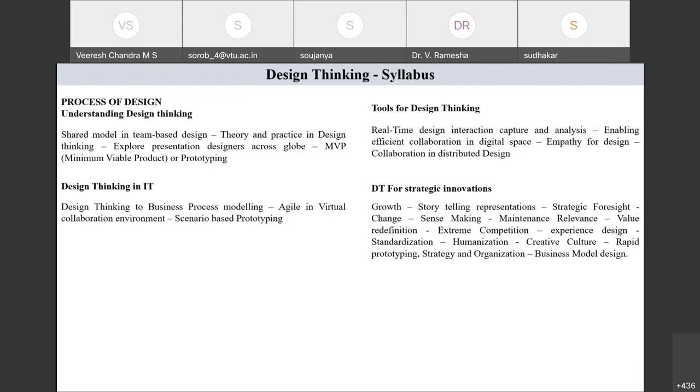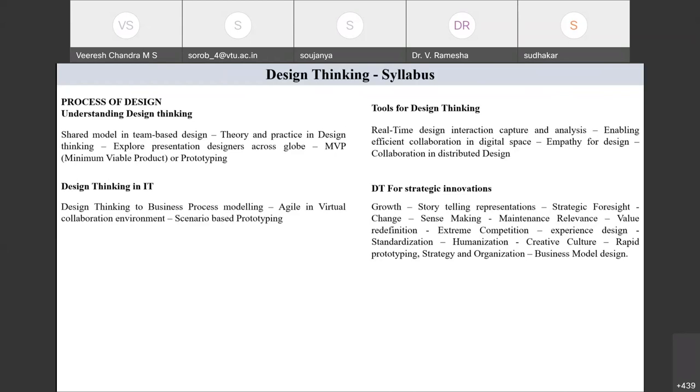We are planning for TT. So value redefinition. Already we are manufacturing a product. WhatsApp already has its own product. Let us say Facebook has WhatsApp, its own product. Now the value is getting demoralized, or people are fed up of it. They are bored of it. So what should I do now? I should redefine the value by adding certain features into it. So that is value redefinition.